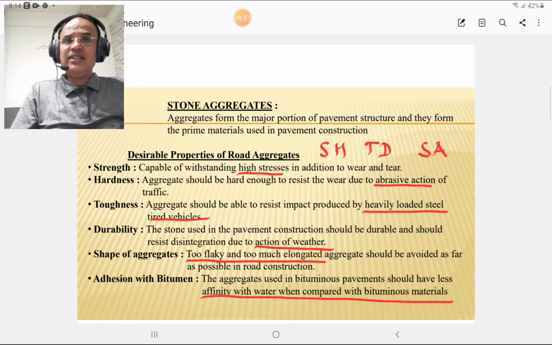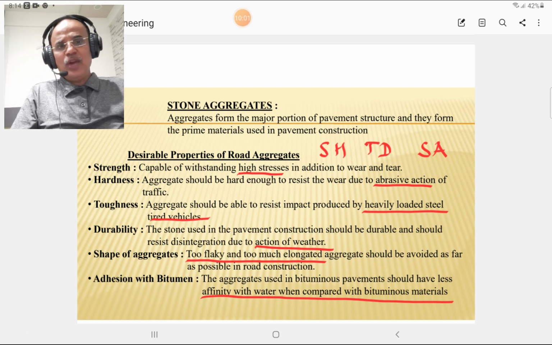The important properties are strength, second is hardness, third is toughness, then durability. Shape of aggregate is important, plays an important role in the strength parameters, and adhesion with the bitumen. These are the important properties.